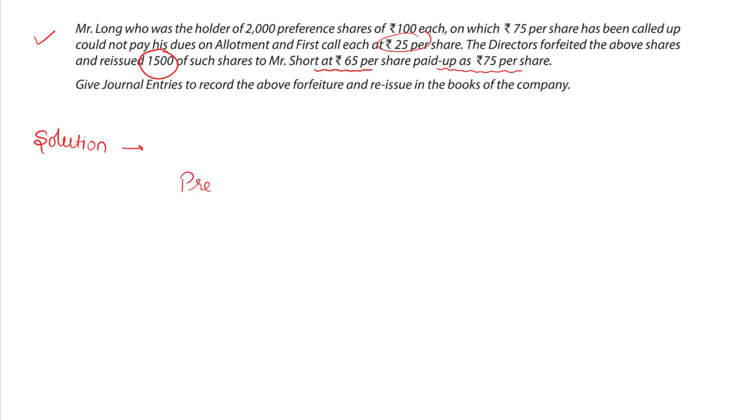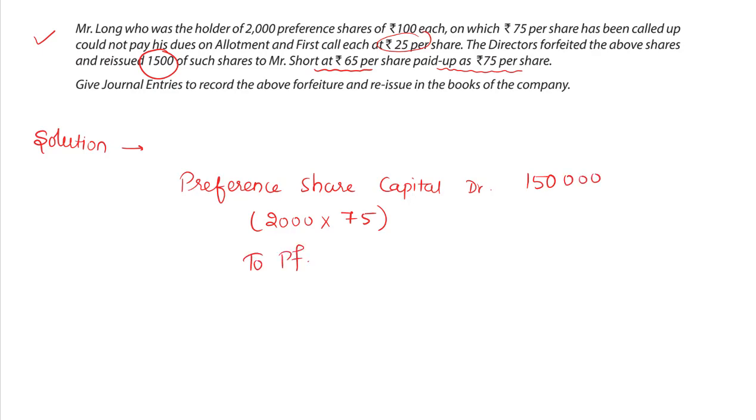Preference share capital account debit, 1500 shares, 2000 shares, on which 75 per share has been called up. So 1,50,000 to preference share allotment.